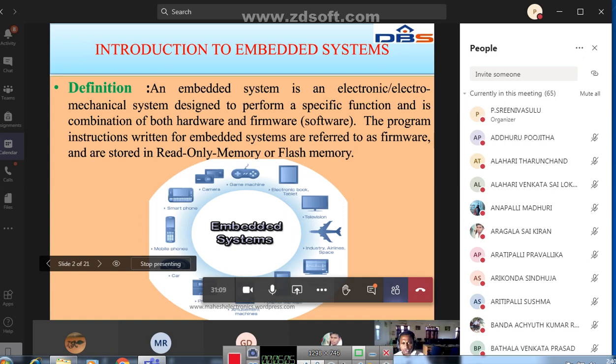Embedded systems, what you have to remember is that it is an electronic or electromechanical system. It is designed to perform a specific function, and this embedded system is a combination of both hardware and software. You have to remember these three points. Specific means a particular application, not generalized. And also it is a combination of both hardware and software.